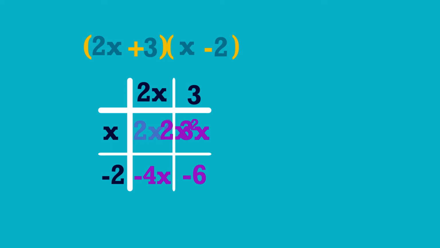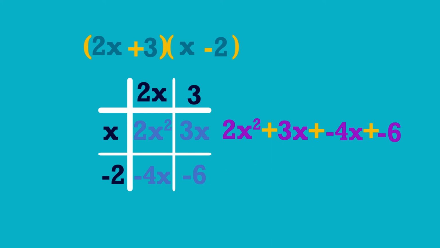So the first term is going to be 2x squared. I will then have 3x, add negative 4x, add negative 6. 2x squared doesn't change. I can't simplify that at all. But 3x, add negative 4x is the same as 3x take away 4x. So that just becomes take away 1x. And adding negative 6 is the same as taking away 6. So once I've expanded this bracket, I will come out with 2x squared, take away x, take away 6. So the method works exactly the same for brackets that involve negatives. I just need to be a little bit more careful when I'm adding negatives.